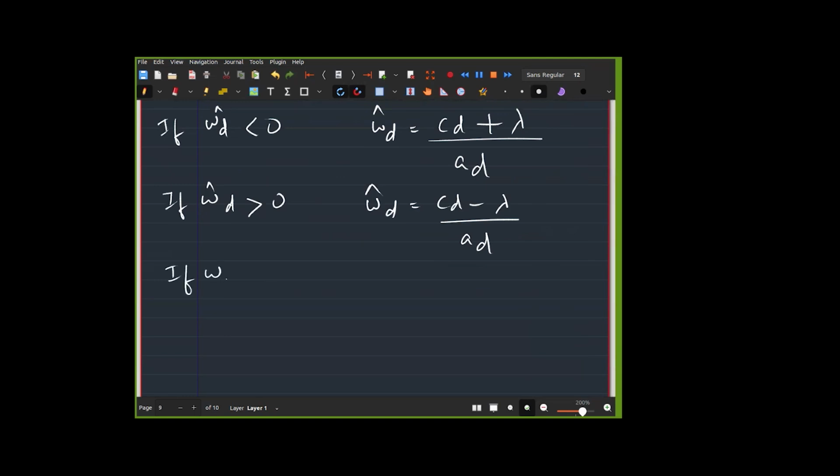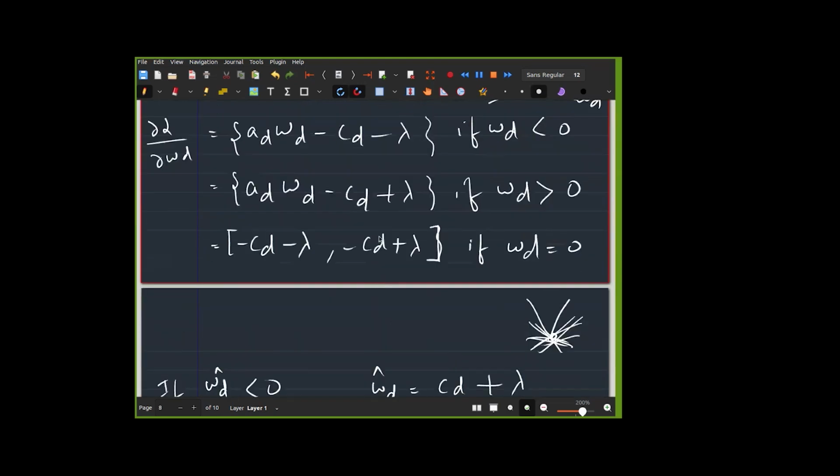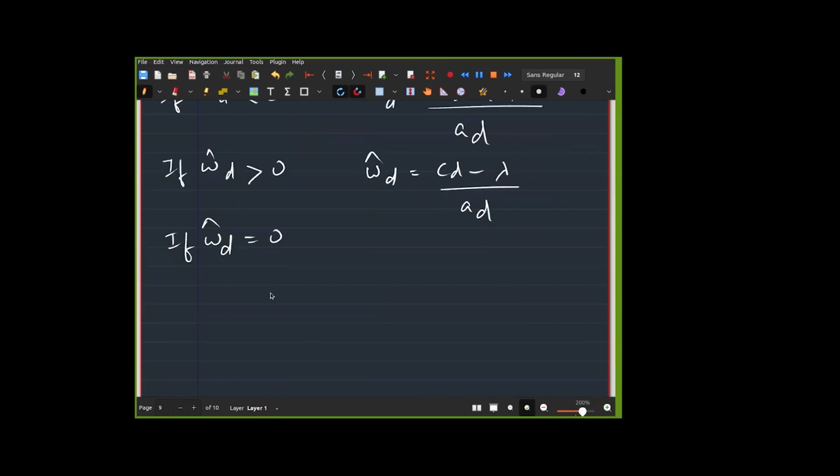And if WD hat is equal to 0, then because this is a gradient range, I'm saying that it equals 0. Lambda is already known. It's a hyperparameter. So in some sense, I could think about CD being in a range. And I'll just say that CD belongs to the range of minus lambda comma lambda, right?